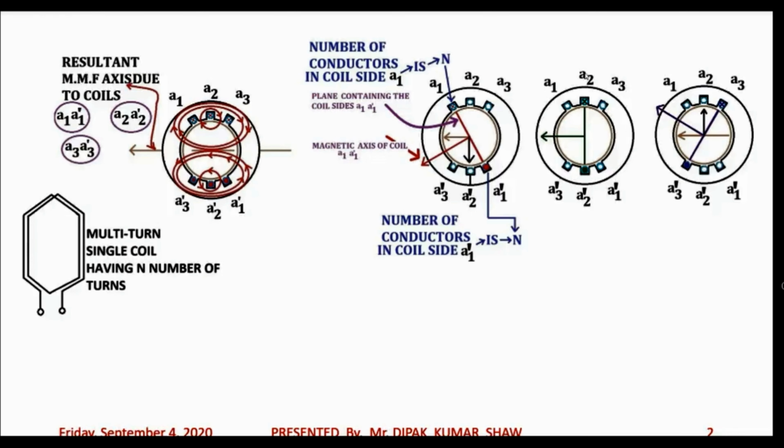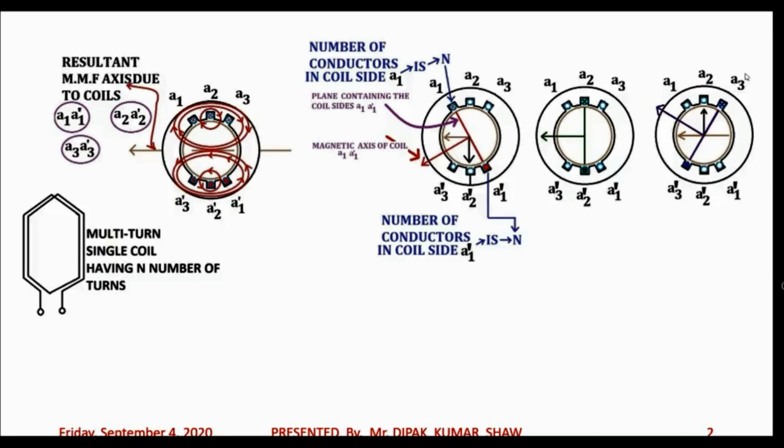Now for the coil A2 A2 dash, you will see that the magnetic axis of coil A2 A2 dash is on its own horizontal, because the coil A2 A2 dash is placed in a vertical position. So the magnetic axis of the coil A2 A2 dash is horizontal. So it will have only one component, that is the horizontal component. There won't be any vertical component.